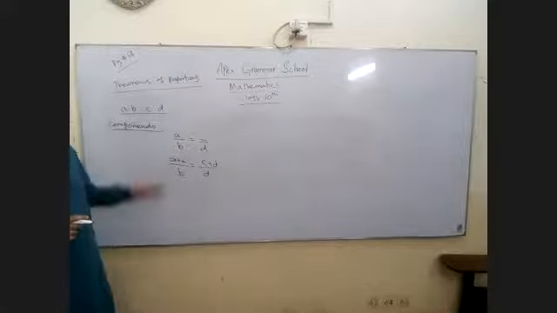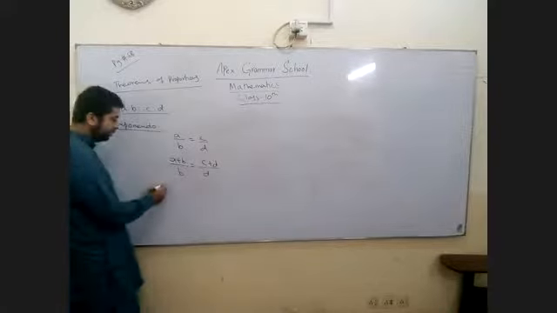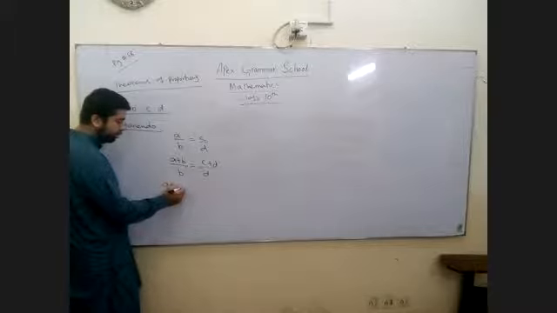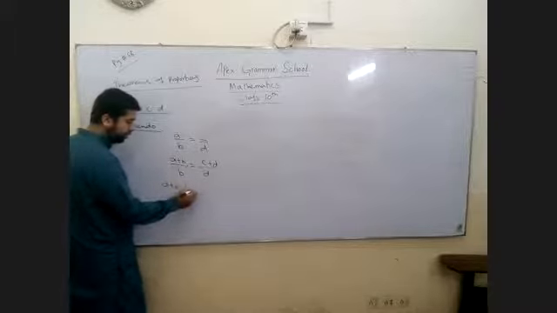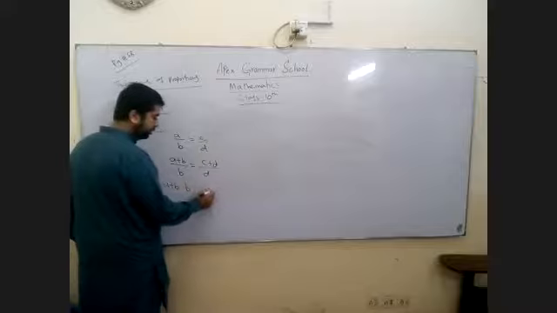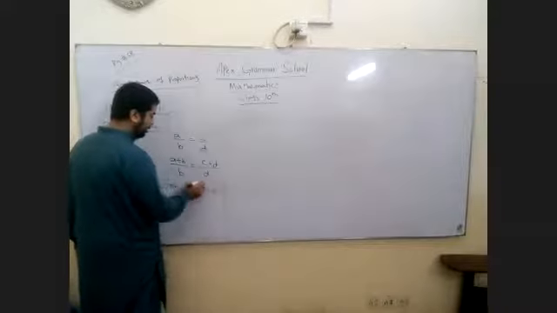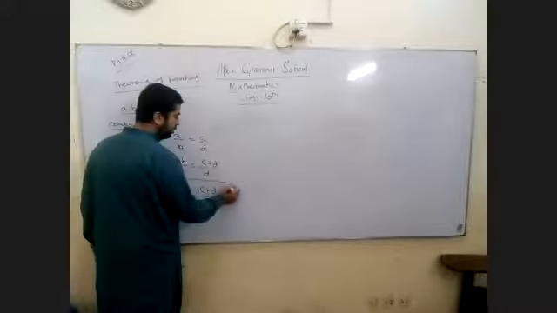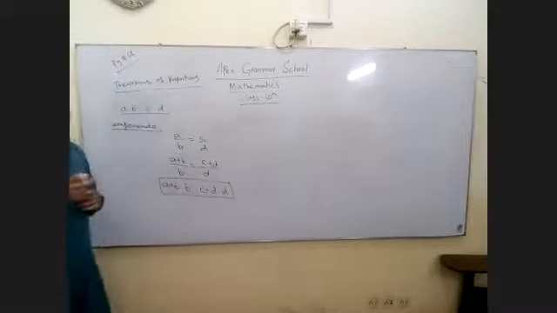So now we can write it as A plus B ratio B in proportion to C plus D ratio D. This was the theorem of componendo.